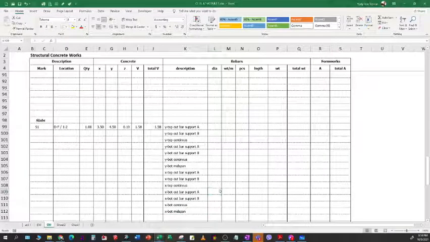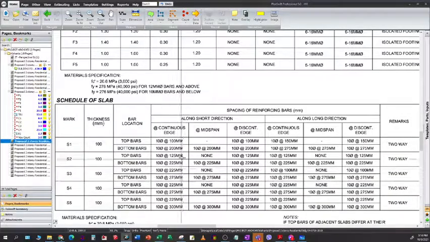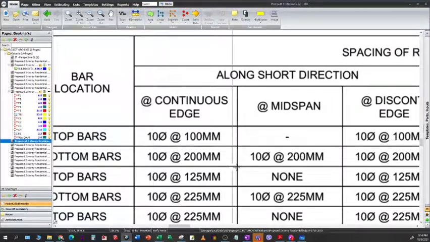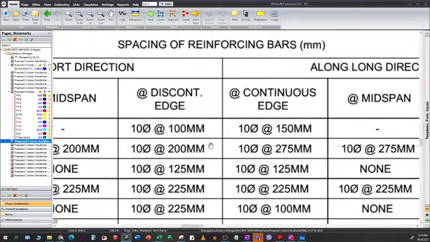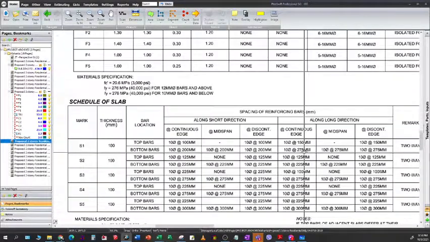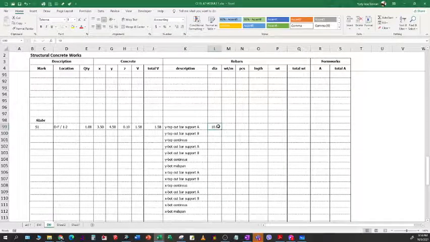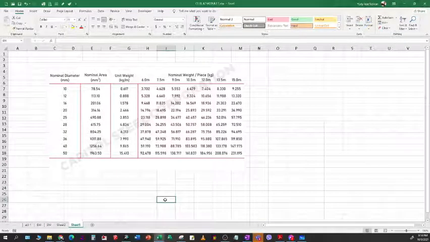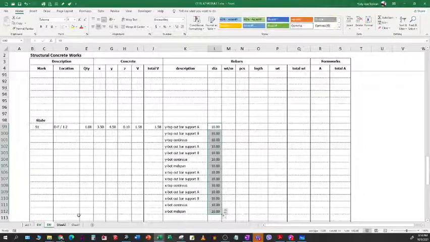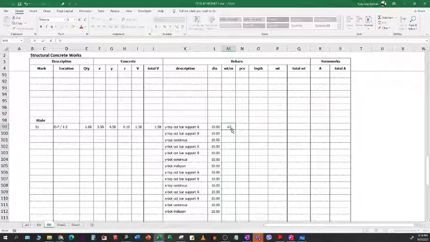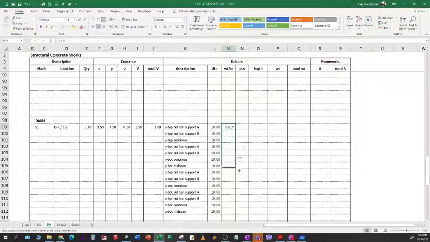Alright, next we have the diameter. The diameter to use is 10. Almost all the rebars here have a diameter of 10 mm. So we use 10, and then we drag it all the way down. Then for the weight per linear meter, let's look at our standard. For the 10 mm, the unit weight is 0.617. So drag it all the way down.